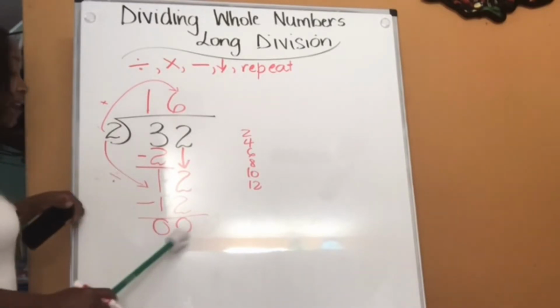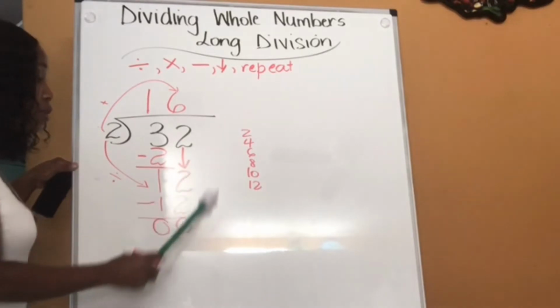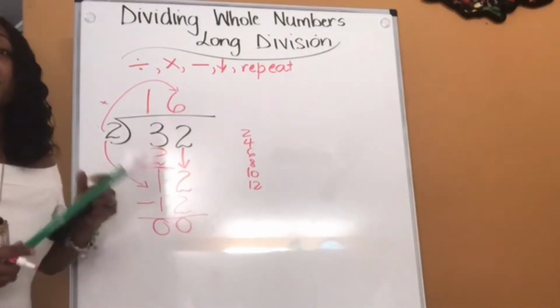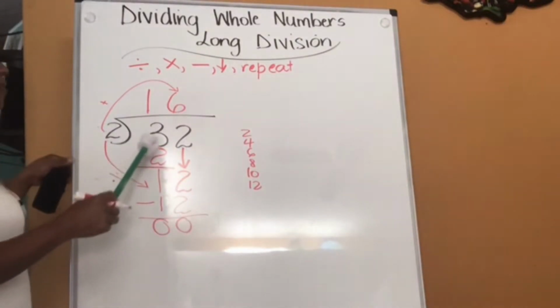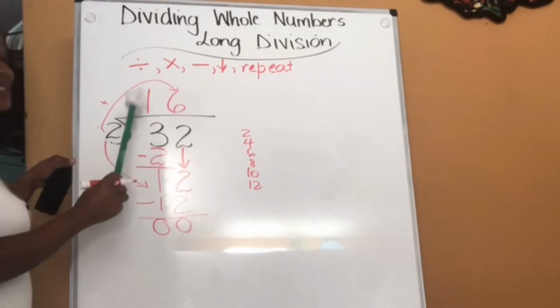Now because I have 2 zeros left and there's no other digit up here to bring down, I know that I am finished, and I'm finished without a remainder. So when I divide 32 by 2, my answer is 16.